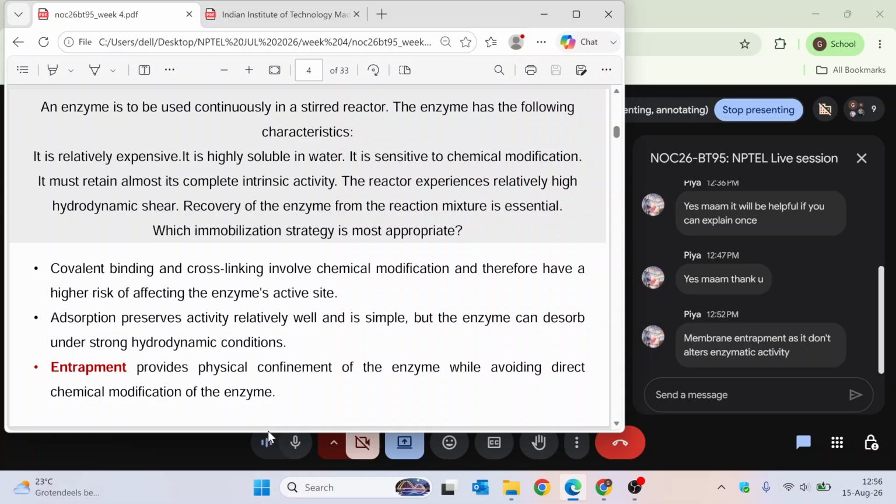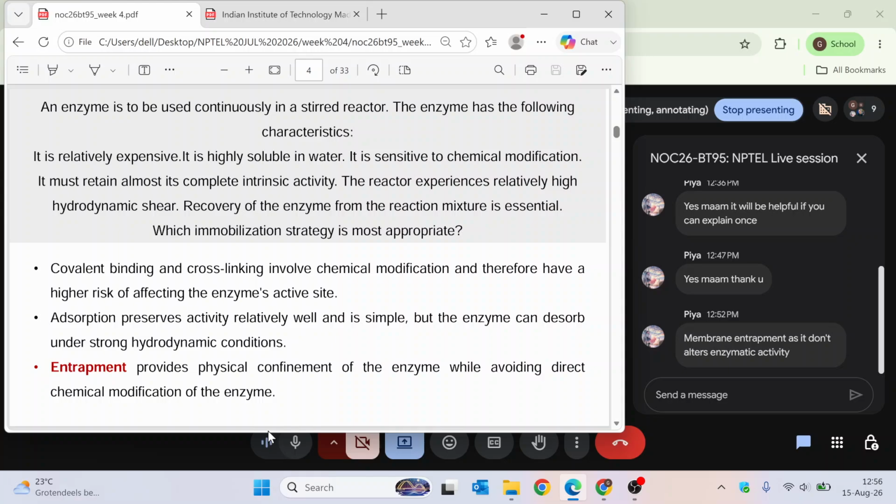So why not covalent bonding and cross linking? Because they are chemical modification techniques and they have a high risk of affecting the enzyme's active site. And adsorption is again a physical confinement technique, but the key here is it has relatively high hydrodynamic shear and the adsorptive forces are not that strong. So there can be desorption, where the enzyme can come out of the matrix and it's no more immobilized. So that's the reason between adsorption and entrapment you would choose entrapment.